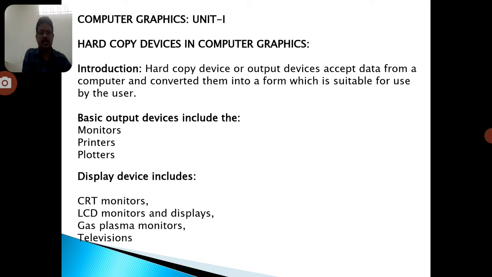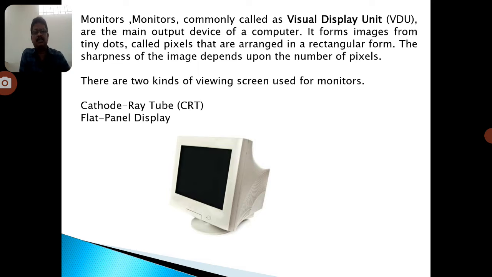Coming to the monitors, a monitor is a display device. There are different types of monitors: the CRT monitor, LCD monitors, plasma monitors, and the television we can observe. These are the different types of monitors. A monitor is especially used to display information onto the screen.